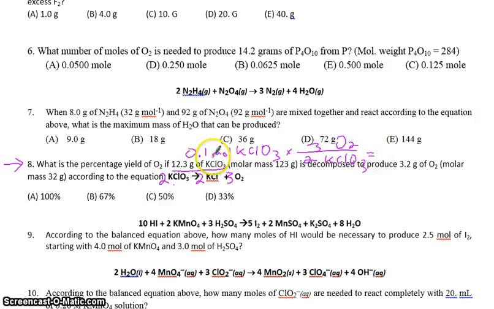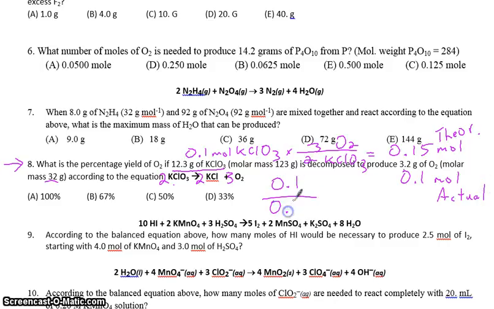So we divide 0.1 by 2. Now we can't use a calculator, so this gives us 0.05, exactly. 0.05 times 3 gives us 0.15. So 0.15 moles. This is our theoretical. Now the actual is 3.2 grams divided by 32. So actually, that makes it easy. 0.1 moles is our actual. What's left to do is divide 0.1 by 0.15, and then times 100.